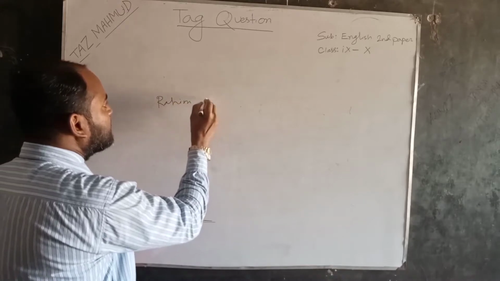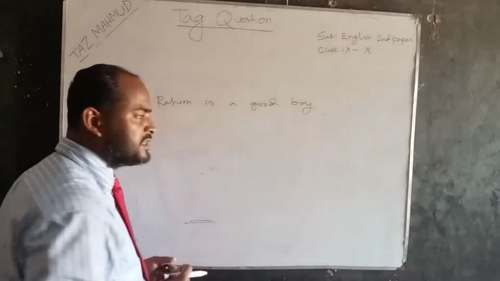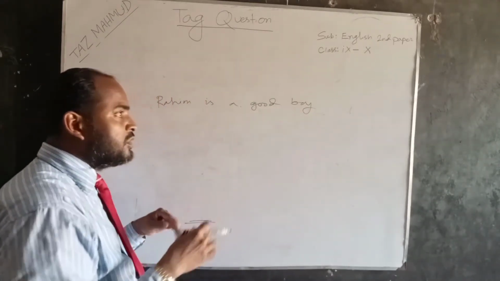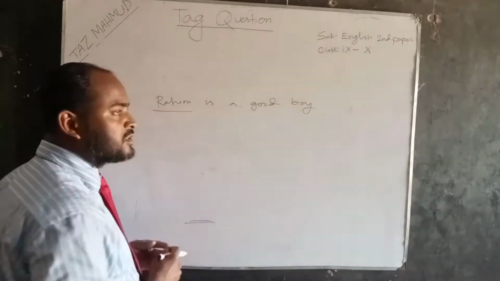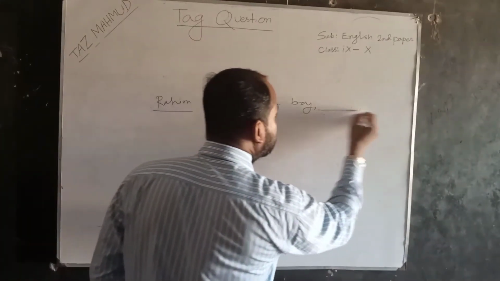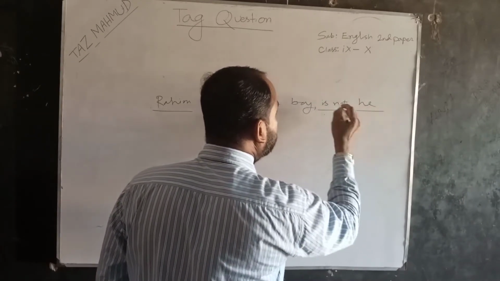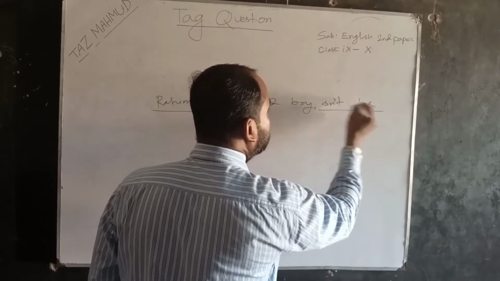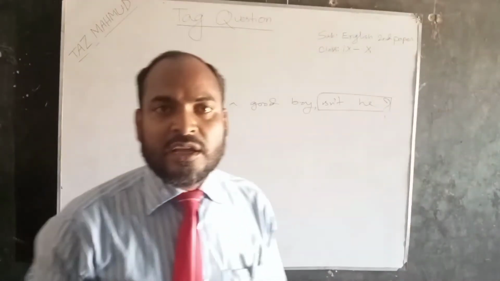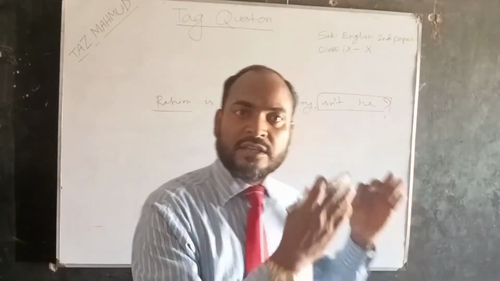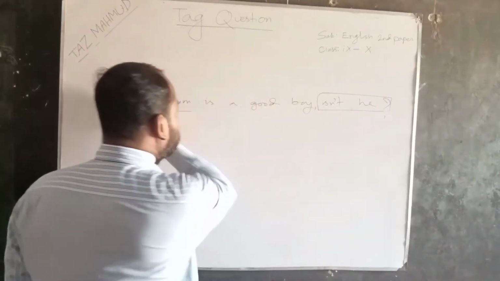Rohim is a good boy. Okay? This is a sentence. And after this sentence, we want any other comments or opinion about Rohim. And this comment is: isn't he. This part is added at the end of the sentence, and that is the tag question.